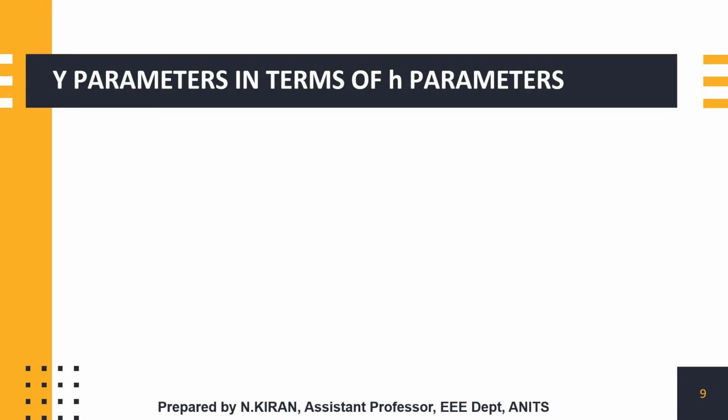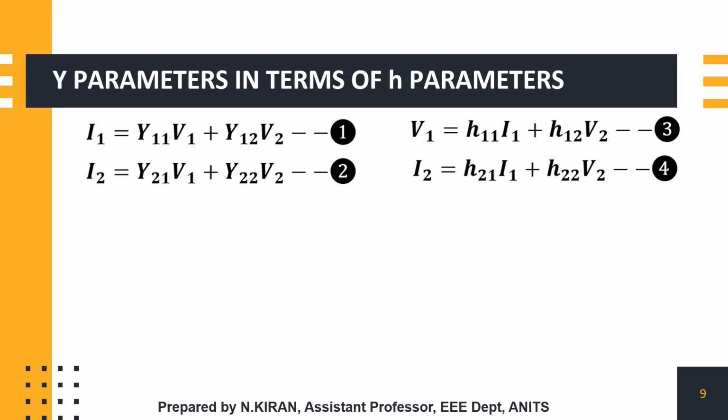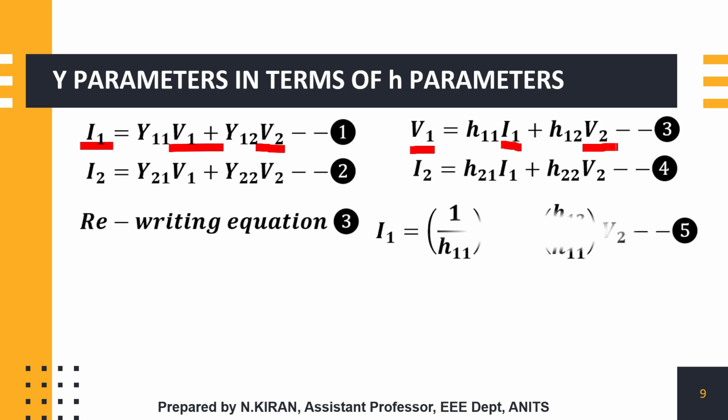So Y parameters in terms of H parameters, writing the standard equations of both. Now let us see which equations we can compare. Here I have I1, V1 and V2. Here also I have I1, V1 and V2. So easily I can compare the first equation and the third equation. So I'm rearranging the third equation in a suitable manner so that I can easily compare it with the first equation, which will give me I1 to be 1 by H11 V1 minus H12 by H11 into V2.